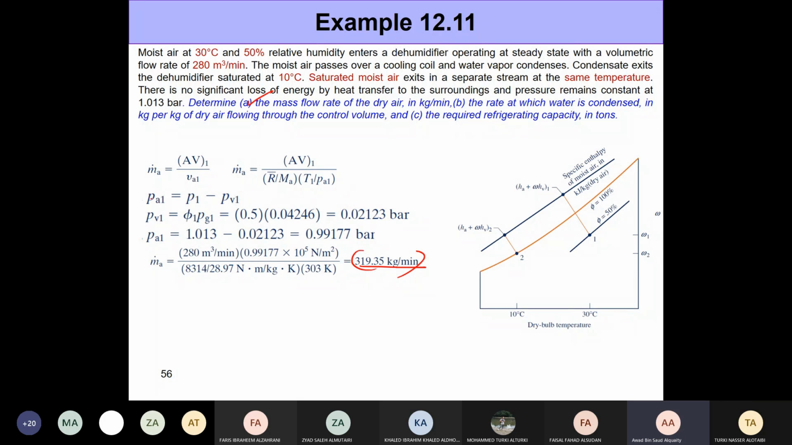So this is going to be done in exactly the same way as you did before. The key difference is that we have to use the partial pressure for dry air, and we have to do a couple of steps to calculate the partial pressure of dry air. Okay, that's part A done. Now let's look at part B.